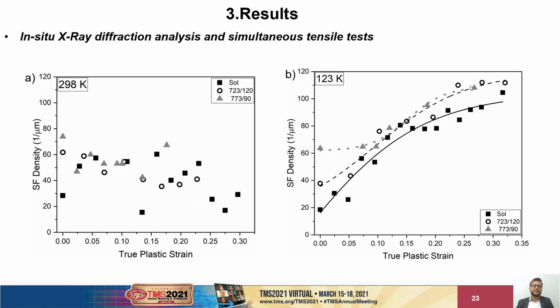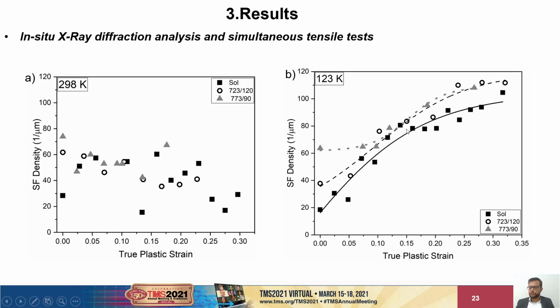Here I show you the stacking fault density as a function of the true plastic strain. For the test performed at room temperature, we can see that the stacking fault density has a slight tendency to decrease, but at cryogenic temperature, the stacking fault density has a tendency to increase, and the final values of the stacking fault density here are higher than here.